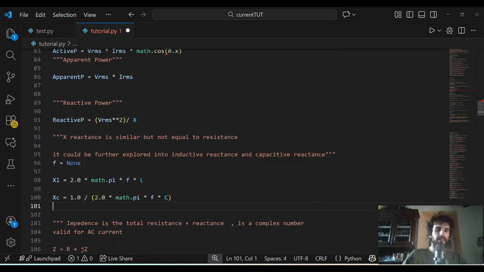Then reactance, which we talked about and have seen here, is similar to but not equal to resistance. It can be further explored into inductive reactance and capacitive reactance. One is in advance of the sinusoid, and the other is in delay. I don't even know which one is which, and I don't want to talk too much about it. These are the two formulas, which are quite complicated.